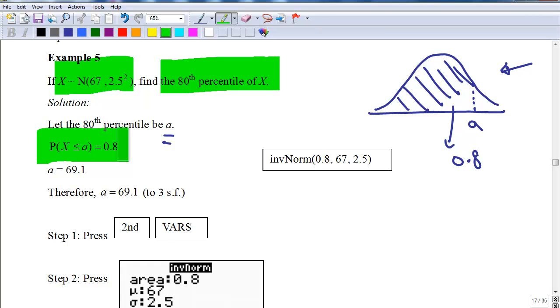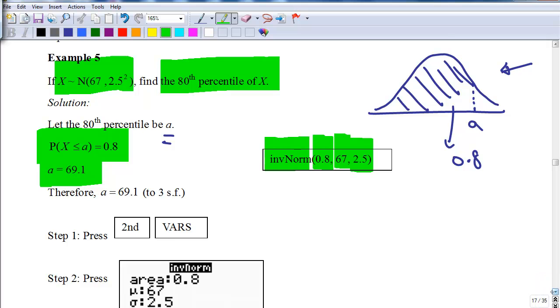So once you know what this means, then finding the value a is not difficult. What you need to do is to pull out the inverse norm function, key in the area, which is 0.8, and then key in the mean, and then key in the standard deviation, which is 2.5. And straight away you get a equals 69.1.